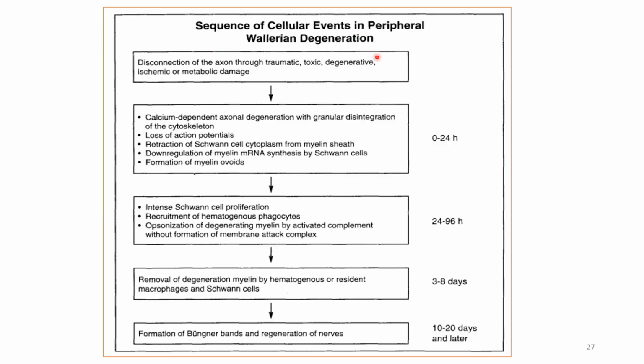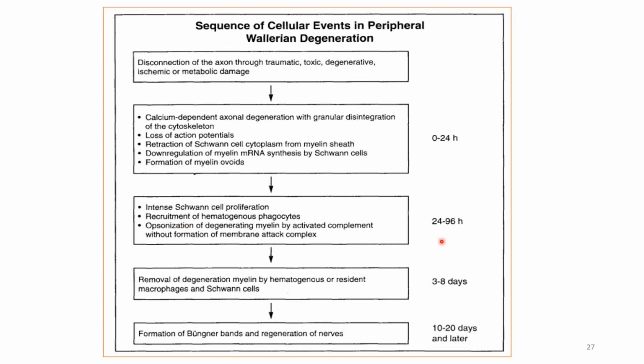This is the sequence of cellular events in Wallerian degeneration. First, there is discontinuity of the axon through any trauma. And then calcium dependent axonal degeneration occurs with the granular disintegration of the cytoskeleton. Then there will be loss of action potentials. Okay. And retraction of Schwann cell cytoplasm from the myelin sheath occurs. Then downregulation of myelin mRNA synthesis by Schwann cells and formation of myelin ovoids. Myelin will form ovoids. It will form fat droplets.